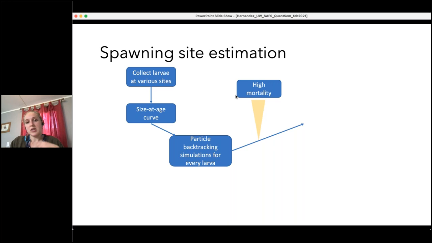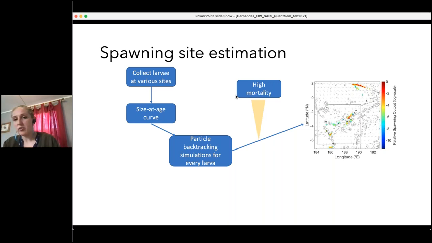In order for me to combine all these different larvae that have different ages, I need to use that high mortality as sort of a filter, because the number of eggs we would need to observe one larva of 1 day old is different than to observe one larva of 10 days old. So I use that to normalize these different particle backtracking simulations. So for each larva, I have this cloud of probable locations scaled by how many eggs would have been needed. And eventually I combine them all and I scale it so that the maximum value in this plot is 1. And we're calling it relative spawning output.